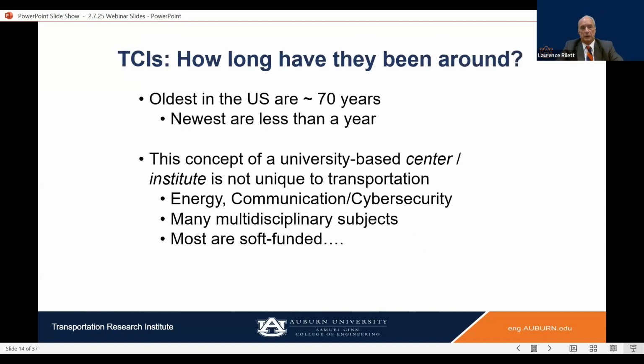How long have they been around? Well, the oldest in the U.S. have been about 70 years, and I think we have Dr. Ziesman who will be able to talk about that. Newest are less than a year old.